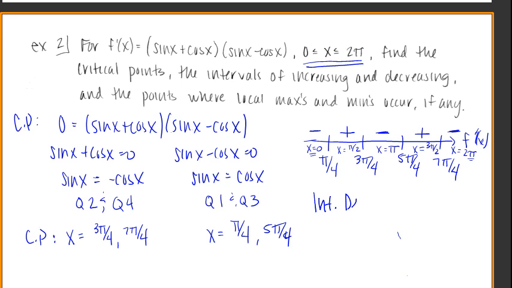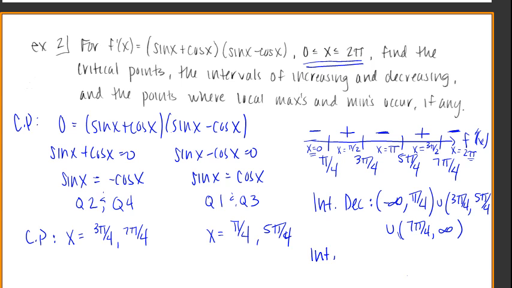So the intervals of decreasing are going to be from negative infinity up to pi over 4, union 3 pi over 4 to 5 pi over 4, and then one more time, it starts at 7 pi over 4 and goes off to infinity. The intervals of increasing, all the positives: we're going from pi over 4 to 3 pi over 4, and just one other time, 5 pi over 4 to 7 pi over 4.